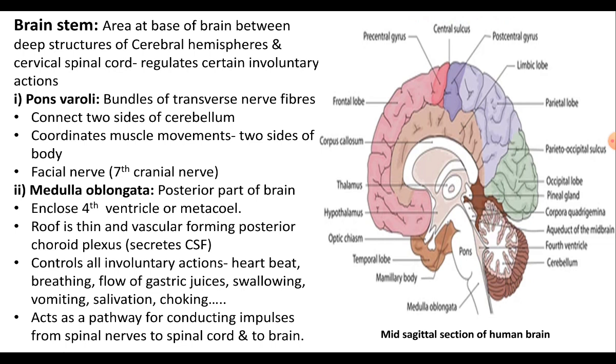Medulla oblongata mainly controls all the involuntary actions. That is, it controls the heartbeat, the respiration, that is breathing, and it also controls the flow of gastric juices in the stomach. It controls swallowing, vomiting, salivation, and also choking. Medulla oblongata also acts as a pathway for conducting nerve impulses from spinal nerves to the spinal cord and to the brain.